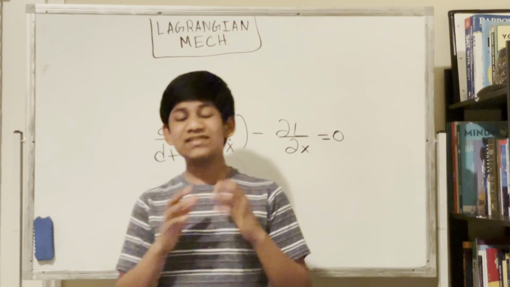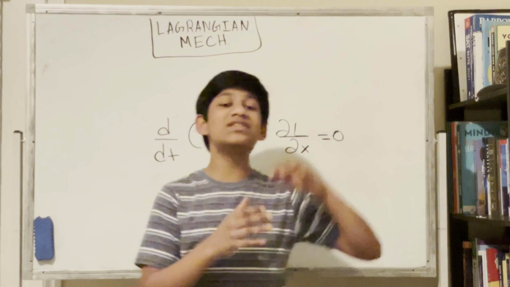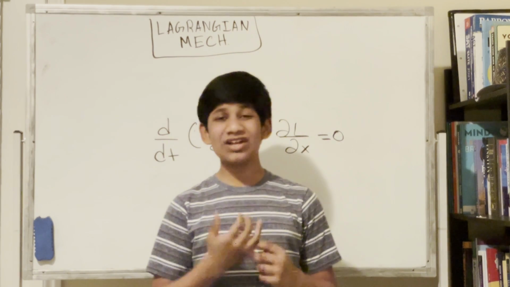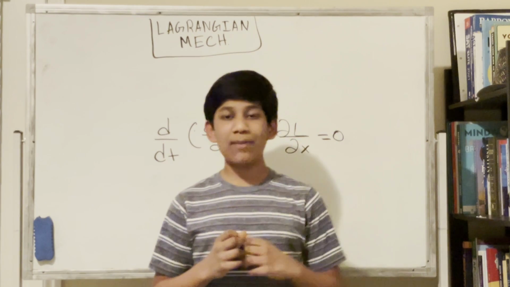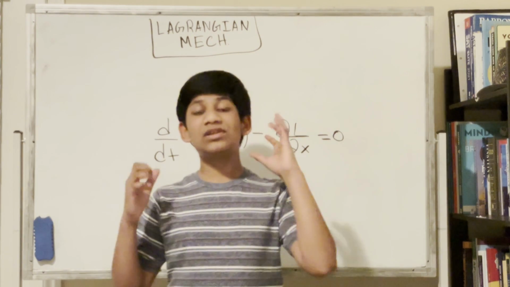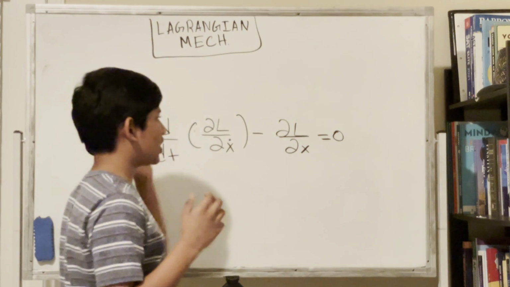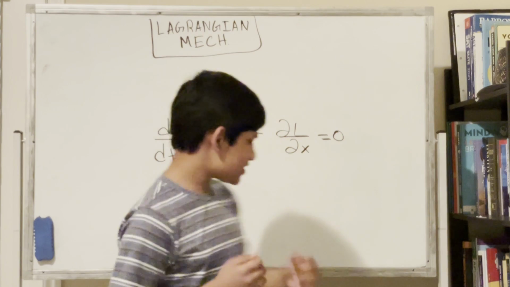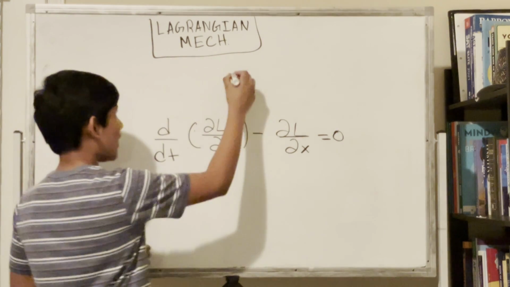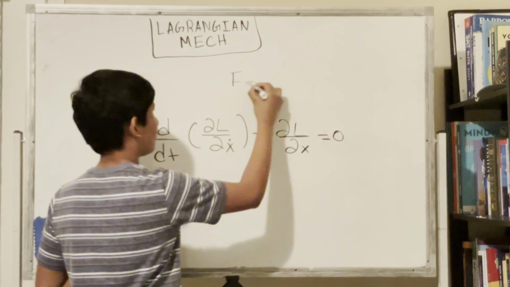Lagrangian mechanics is kind of like Newtonian mechanics, but it uses different types of mathematics and essentially means the same thing, but it's much easier. So in this video, I'm going to be talking about how this equation, which uses the Lagrangian, is related to F equals ma, Newton's second law. So let's begin. We have F equals ma.